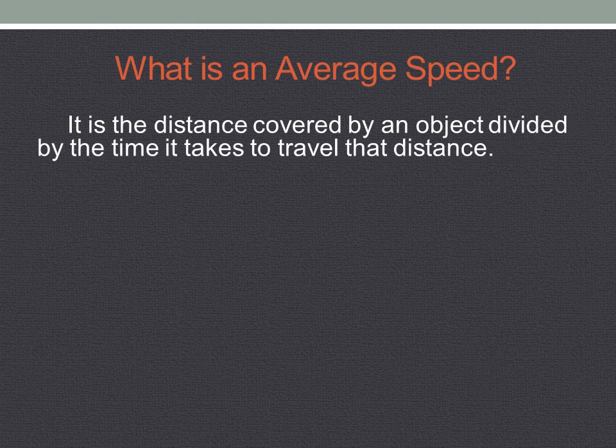Most objects do not move with constant speed. The speed of an object can change from one instance to another. Average speed is simply the distance covered by an object divided by the time it takes to travel that distance.